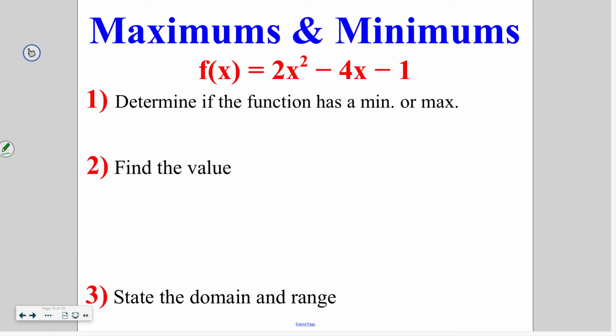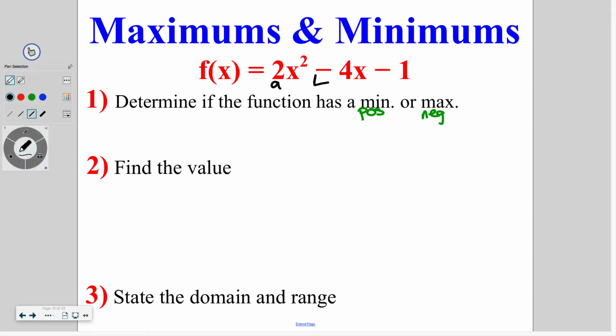Maximums and minimums are similar to finding that vertex. We just have to decide if it is a maximum or minimum. If you look back on that first slide, minimum means a is positive. Maximum means a is negative. So if we're looking at our a, b, and c values here, our a value is 2, b is negative 4, and c is negative 1. So since my a value is positive, I'm going to have a minimum.